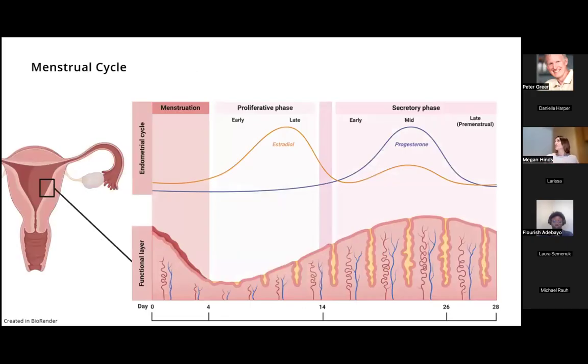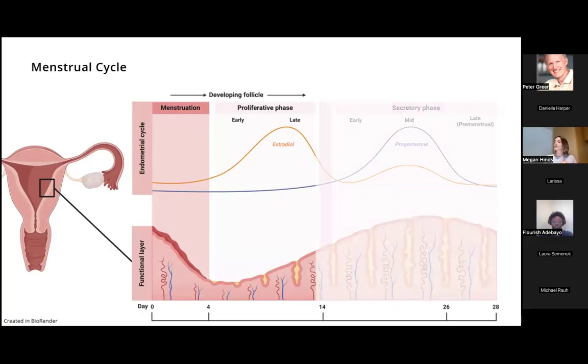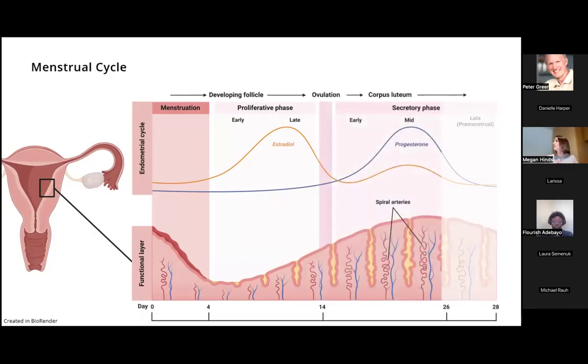So the average menstrual cycle takes place over the course of around 28 to 30 days and includes 3 phases, with menstruation being the first, followed then by the proliferative and the secretory phase. During the proliferative phase, rising estradiol levels stimulate significant regeneration of that functionalis layer. And then midway through the cycle, ovulation occurs, after which the dominant follicle becomes what is called a corpus luteum and begins to secrete high levels of progesterone.